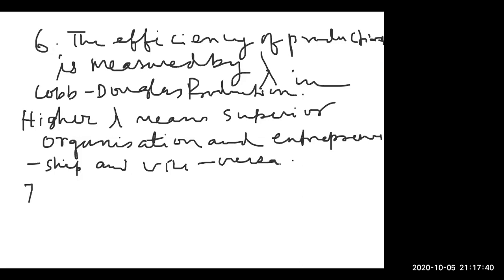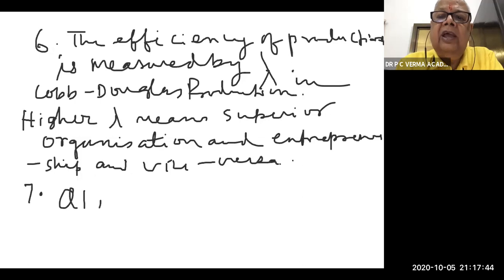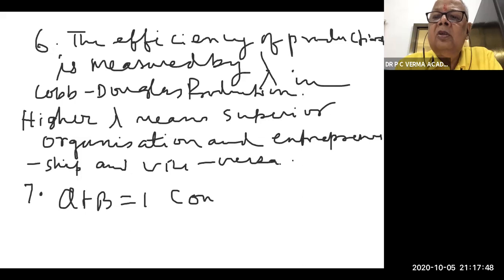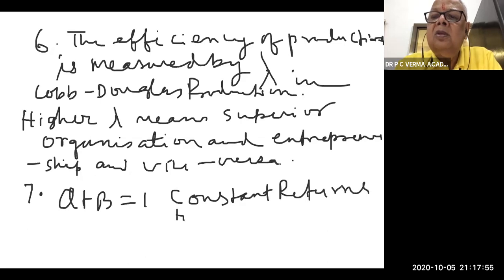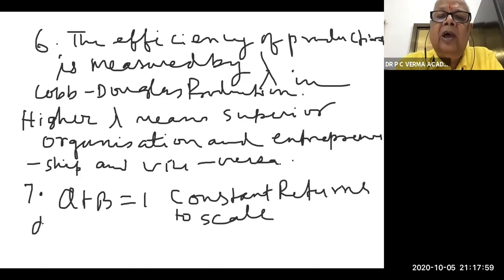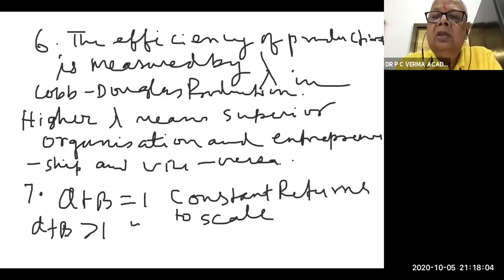And the last one is alpha plus beta equal to 1. That stands for constant returns to scale. Alpha plus beta greater than 1, increasing returns to scale.